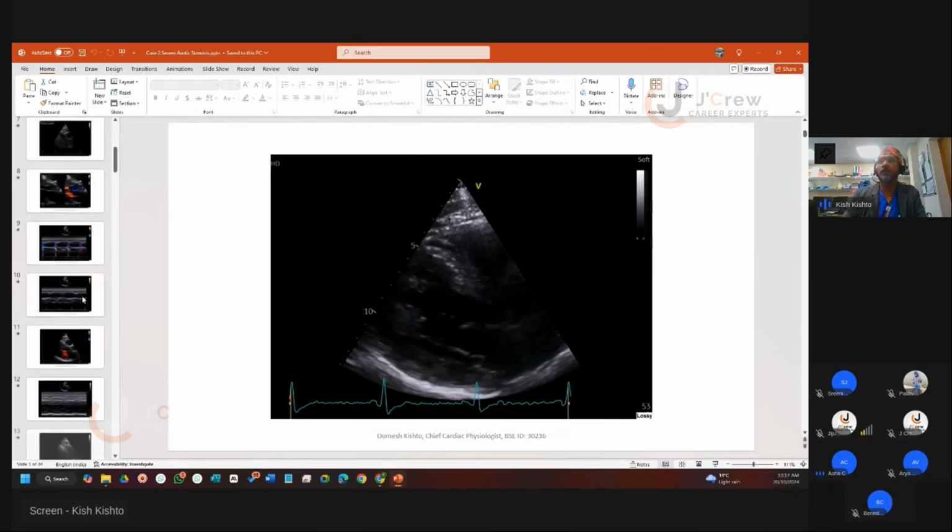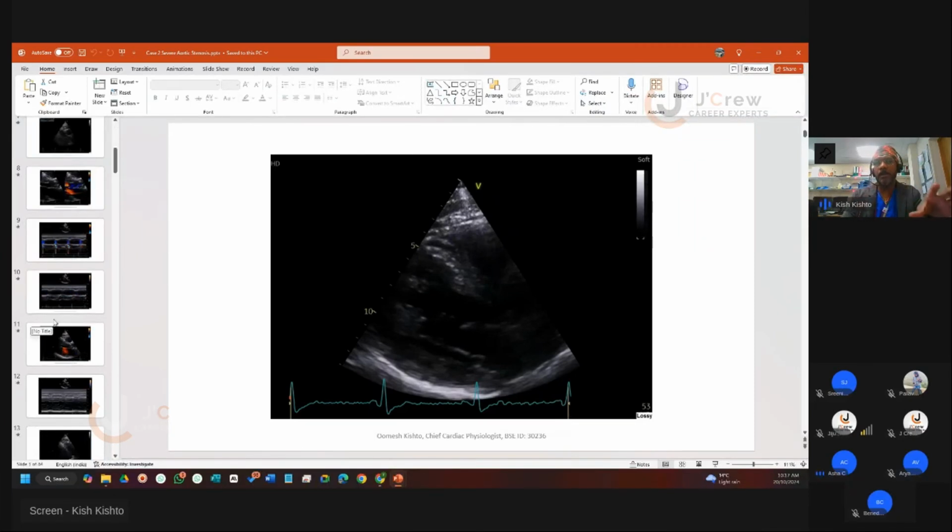So in the presence of AF, you do at least 5 cycles, 3 to 5 cycles, and then you measure all of them and get an average. In irregular rhythm, like heart block, I should do 3 cycles. If you can do more than 3 cycles, even better, because you want an average there, because sometimes there will be an ectopic beat as well.